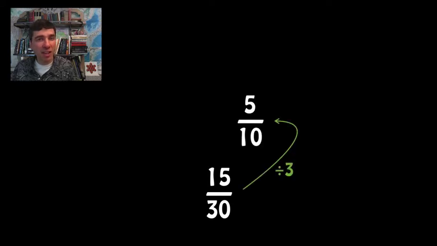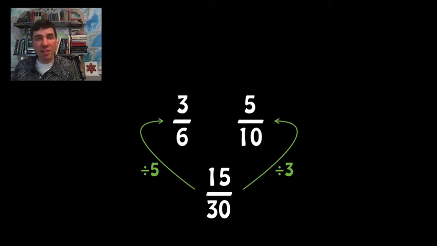Okay, well, how do you tell if a fraction is dressed up or not? Well, all that we need to do is see if any numbers divide into both numerator and denominator. So 15/30 we can turn into 5/10 by dividing both numerator and denominator by 3. We could also have turned it into 3/6 by dividing both numerator and denominator by 5.